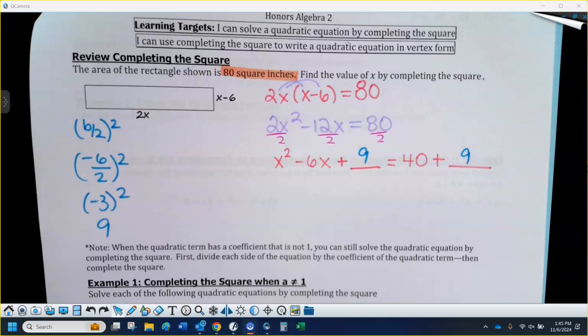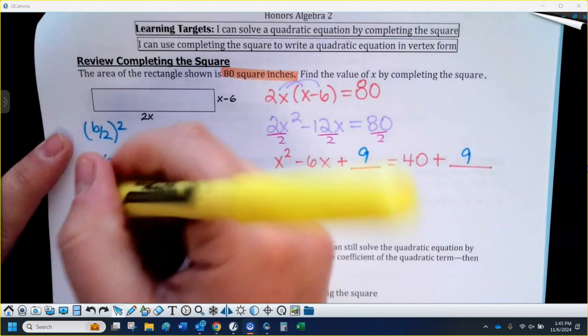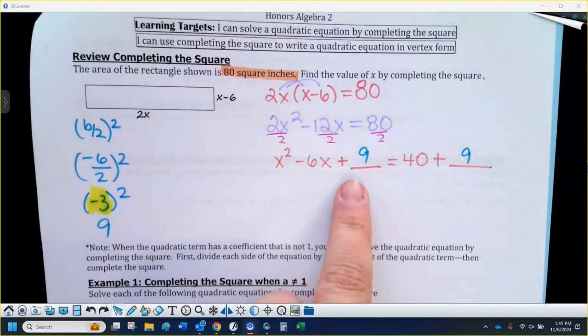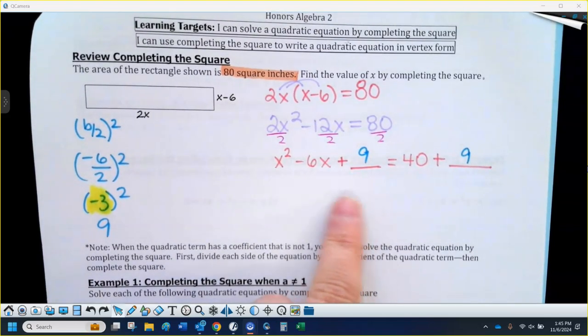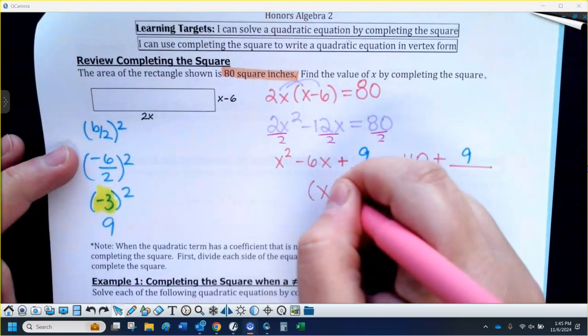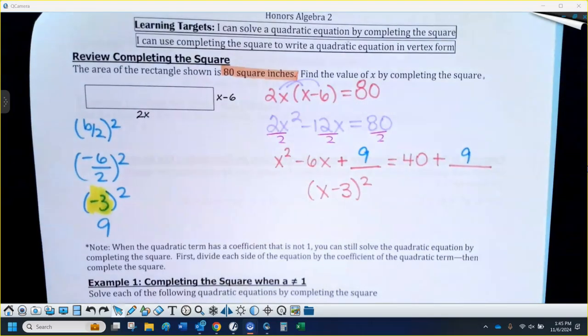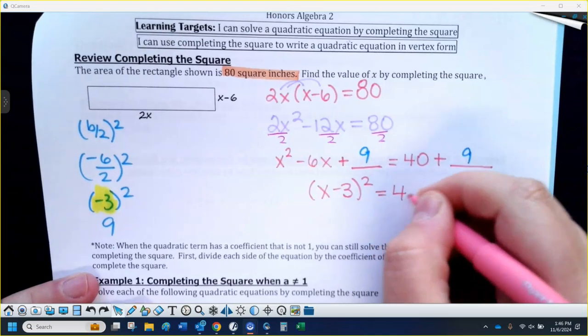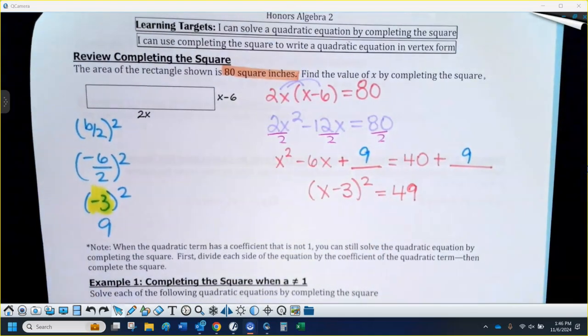Now, just to remind you from yesterday, because some of these questions are going to get a little bit gross with some fractions today, whatever you square should be the number in the factor with the x. So when I write this in factored form, it should just be x minus 3 squared. Two numbers that multiply to give you positive 9 and add to give you negative 6 would be negative 3 and negative 3. Now on this side, this is actually nice for us because 40 and 9 is 49, and that is a perfect square.